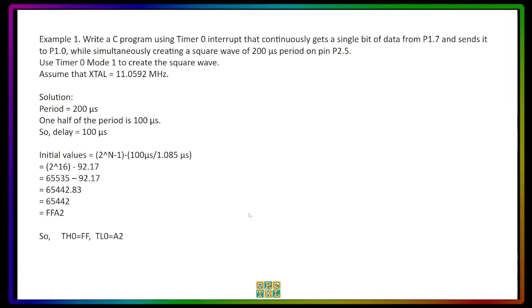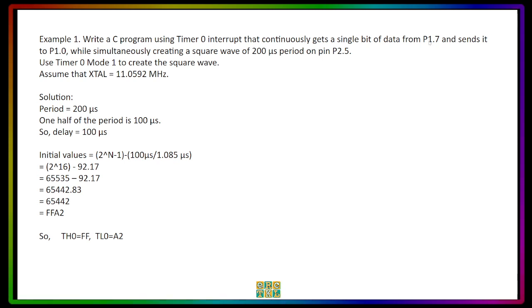Now, let's have an example here. Let's write a C program using timer 0 interrupt that continuously gets a single bit of data from port P1.7. So it means that port 1, bit 7 will be used as an input port, and we can put here a 1 or a 0. This can possibly be done by using a switch. Now, after putting 1 or 0 in port 1.7, it will send it to port 1.0. So port 1.0 will receive whatever digital 1 or digital 0 you put on port 1.7.